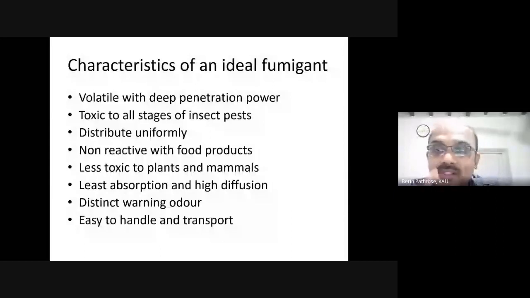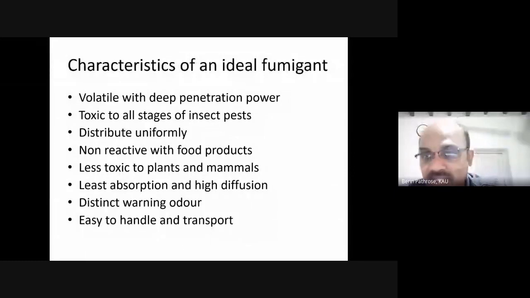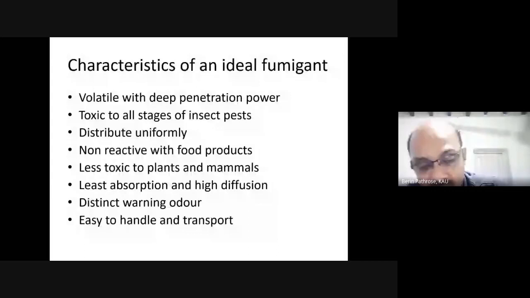If it reacts with that commodity, it will get converted into some other toxic form. So we should try to select a fumigant which doesn't react with the commodity which we are fumigating. That is one thing that we have to keep in mind. It should not react with the food products.